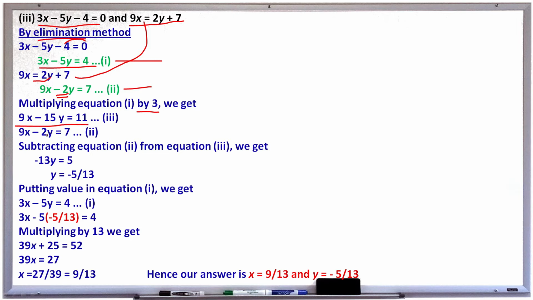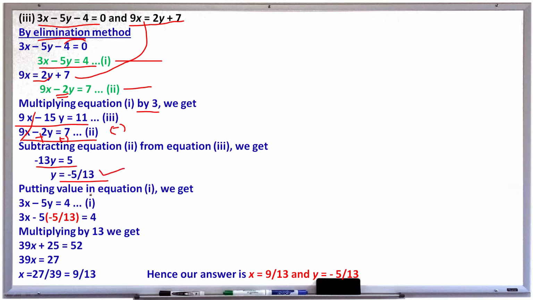Now take equation number 2, 9x minus 2y is equal to 7. Now subtracting equation 2 from equation 3. When you subtract, 9x minus 9x will get cancelled, minus minus will become plus, so minus 15y plus 2y will make minus 13y, which is equal to, on the right hand side, 12 minus 7 is equal to 5. So y is equal to, bring down this 13, so minus 5 by 13.